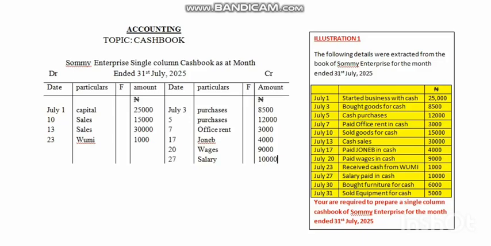Then the next transaction is on July 30th. What happened on July 30th? Bought furniture for cash. This is cash outflow. The money he used to buy the furniture is going out of the organization. So you write the date, the 30th. Then what are we going to write here? We are going to write furniture, because the item was mentioned and this is an asset. So you have to write the name. This is what he bought.